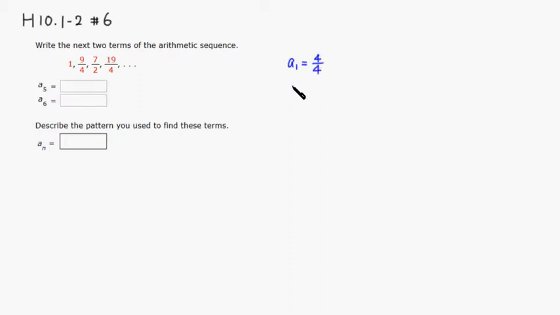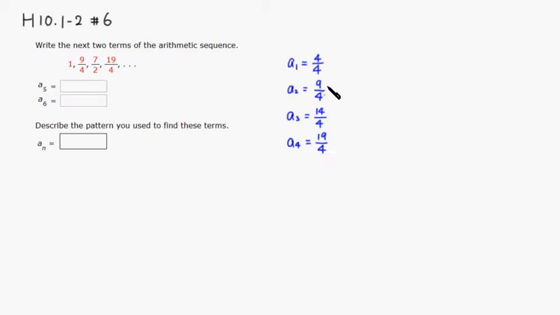Then let's say A2, the second one, is 9 over 4. And the third one, 7 over 2, is equivalent to, multiplying top and bottom by 2, 14 over 4. Then you have A4, which is 19 over 4.